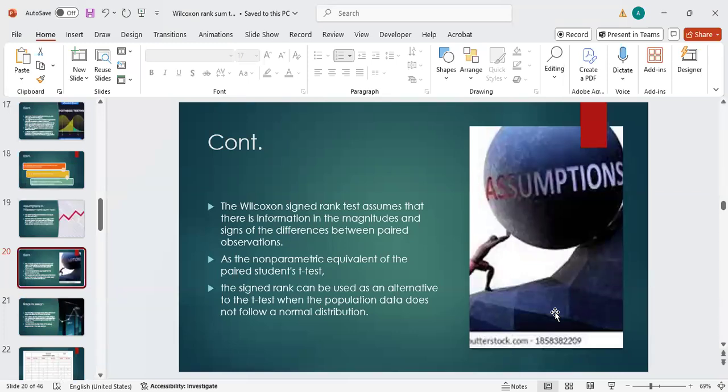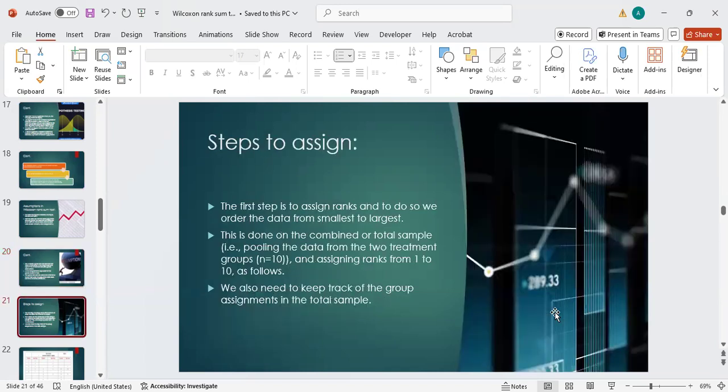The Wilcoxon signed rank test assumes that there is information in the magnitude and sign of the difference between the paired observations. It is the non-parametric equivalent of the paired student t-test. The signed rank test can be used as an alternative to the t-test when the population data does not follow a normal distribution. The first step is to assign ranks, and to do so, order the data from the smallest to the largest.